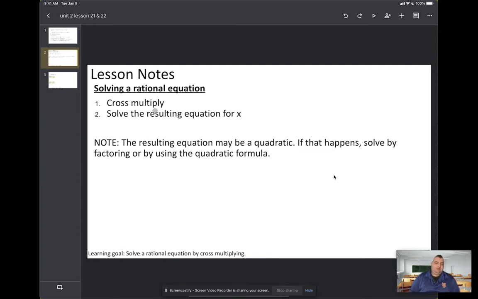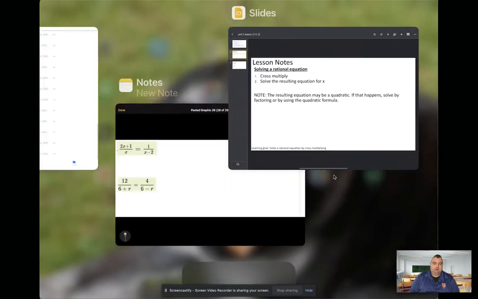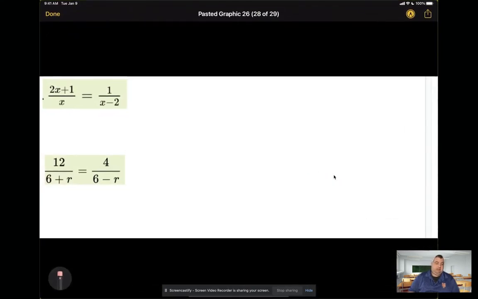And the name of the game when solving equations like this is going to be cross-multiplying. So we're going to solve rational equations by cross-multiplying and then basically solving the resulting equation like we normally do. The thing to caution is that very often you could end up with a quadratic. So if you end up with a quadratic, you're going to solve by factoring or by using the quadratic formula. So let's go ahead and look at my first example here.